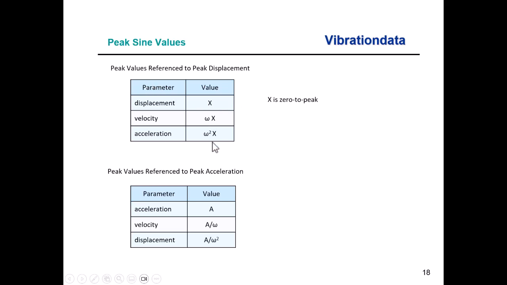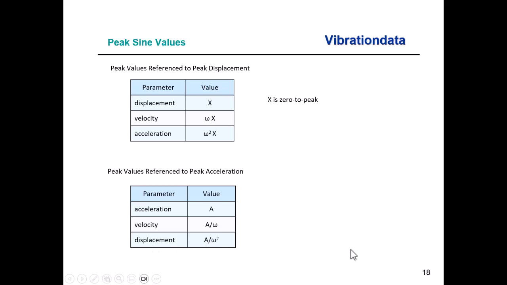So what we just did in the previous slide, we can summarize in the top table there. There's displacement x, peak displacement, 0 to peak, and 0 to peak velocity is omega x, and 0 to peak acceleration is omega squared x. Now we can take this and turn it inside out, reverse it, whatever. What if we were starting off with a peak acceleration? That will be a, we'll call it a. Then the peak velocity, this is all 0 to peak still, the peak velocity is a divided by omega, and the displacement peak is a divided by omega squared.